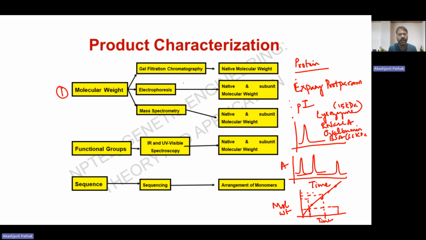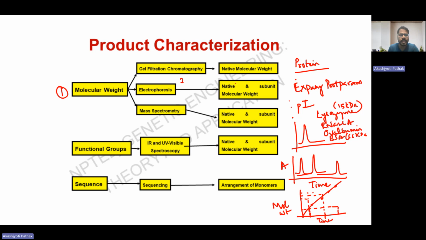Now, the second method is by running an electrophoresis. As I was mentioning, we will learn about electrophoresis. You can have different types of electrophoresis methods: the native electrophoresis and the denaturing electrophoresis. A native electrophoresis is where you do not have SDS, and denaturing is where you add SDS and other denaturing agents like DTT, beta mercaptoethanol.